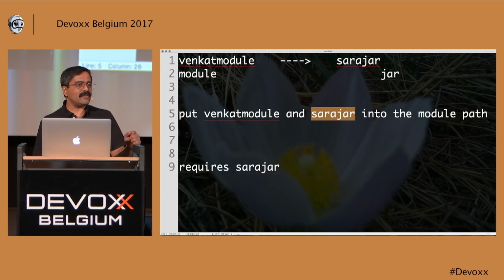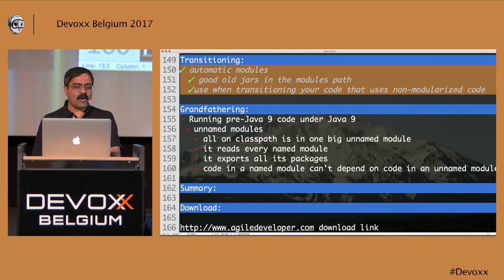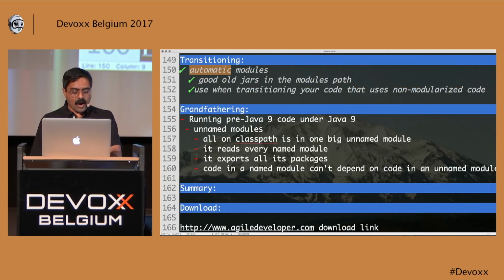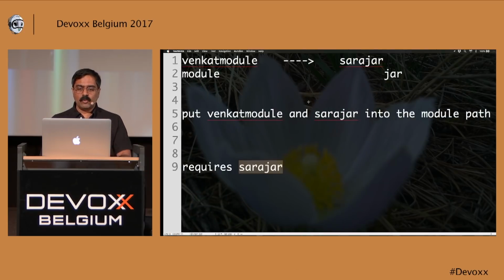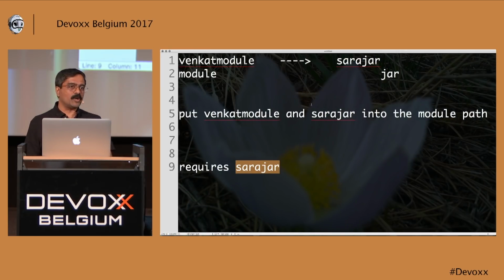But this is old stuff. It doesn't have a module info. No worries. I'll use your jar name as your module name. That is called automatic moduling. Automatic moduling is your jar name becomes your module name, almost.